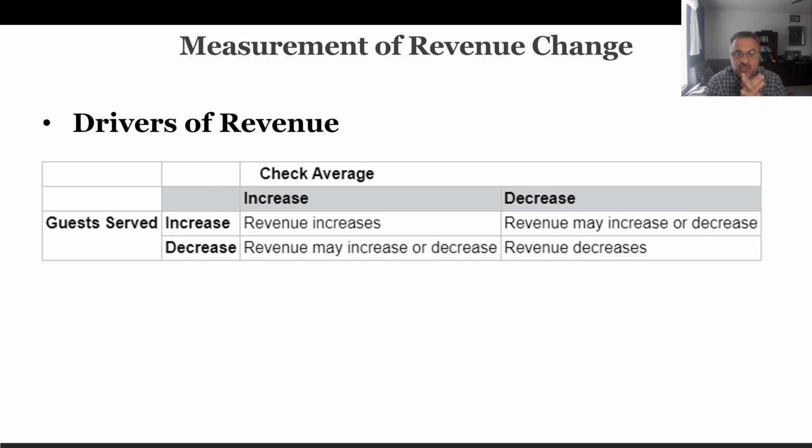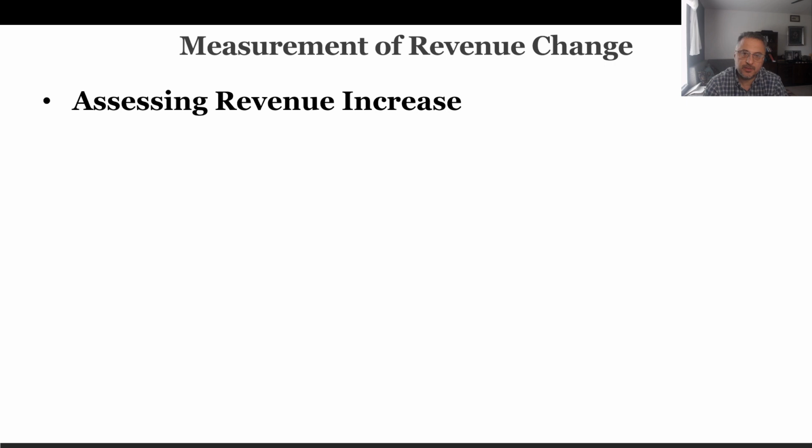However, let's say the check average increased but guests served decreased. If you look only at revenue change, we might not be able to understand the change, because from just the revenue perspective, revenue won't change a lot. If there is one increase and another decrease, it balances out. But when you look in more detail, then we can start to understand whether the check average increased or guests served increased, or which one decreased. So it's a little bit more detailed information you need.